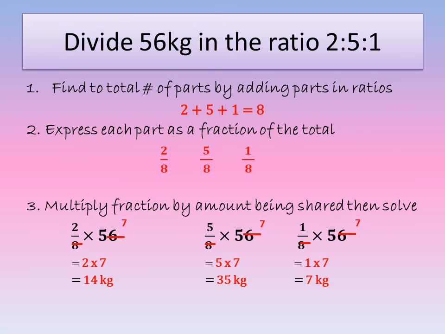So the section that's divided into 2 parts would value 14 kilograms. The section that's divided into 5 parts would value 35 kilograms. And the section that's divided into 1 part would value 7 kilograms. And this is how we use ratios to divide quantities. All right?